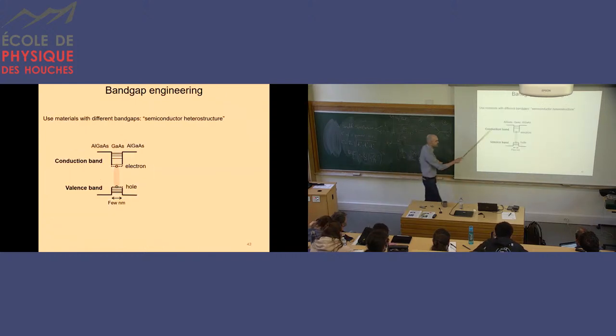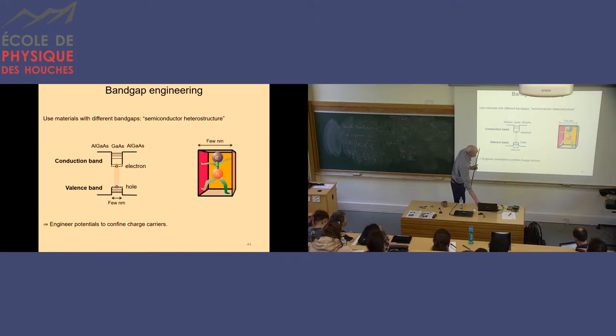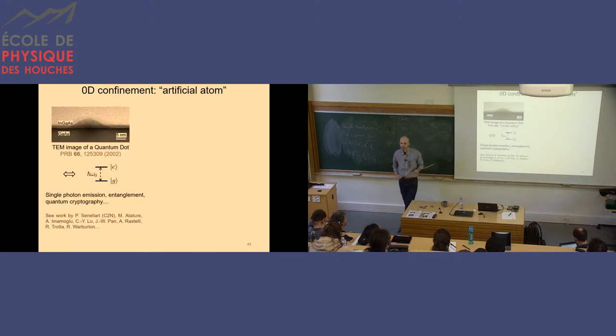And so different materials have not only different indices of refraction, but also different electronic properties, and in particular, different energy gaps like this. And this can be useful to confine the charge carriers into the structure. So through what we call band gap engineering, we can form semiconductor heterostructures where the charge carriers are going to be confined. Now, the ultimate level of confinement that can be reached in this system, and you will hear more about that this afternoon, is the 0D confinement.